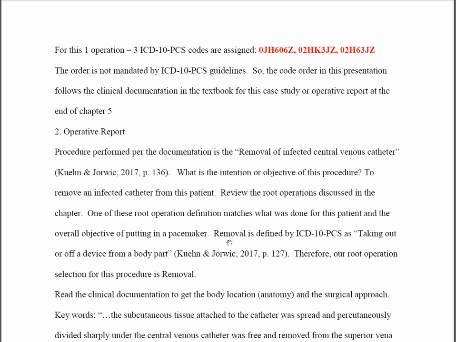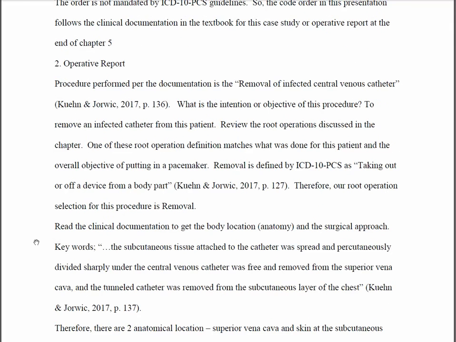Per ICD-10 PCS, removal is defined as taking out or off a device from a body part. Then we need to look at the clinical documentation because we need to know the anatomy and the surgical approach. The key words from that operative report include: the subcutaneous tissue attached to the catheter was spread and percutaneously divided sharply, the central venous catheter was freed and removed from the superior vena cava, and the tunneled catheter was removed from the subcutaneous layer of the chest.